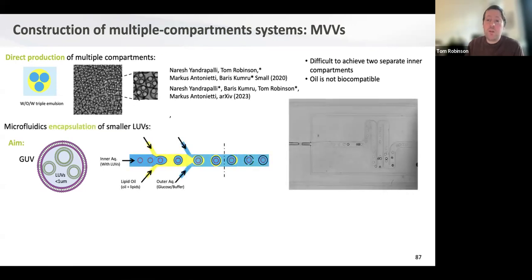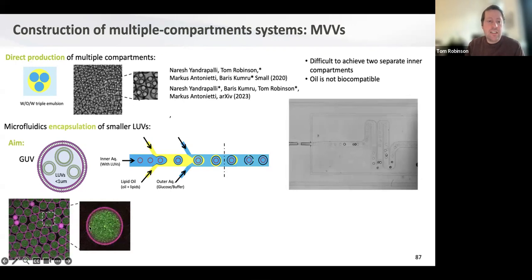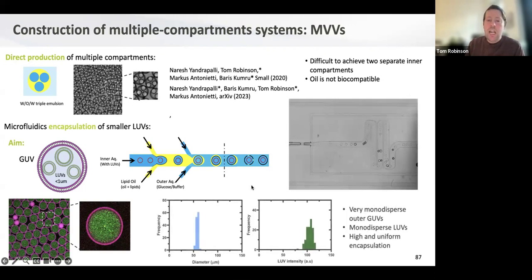And of course, we're going to use microfluidics to form them. So in this way, we add the preformed LUVs inside this channel and they end up inside the GUVs. And here's an image just showing you how they look. All the green dots here are individual LUVs encapsulated. And we still have good monodispersity in this system and good uniform encapsulation as well.